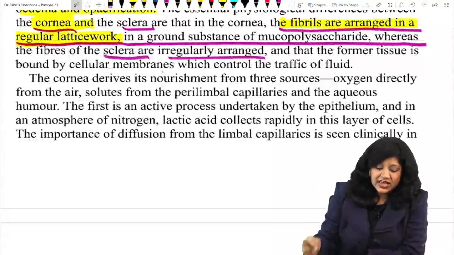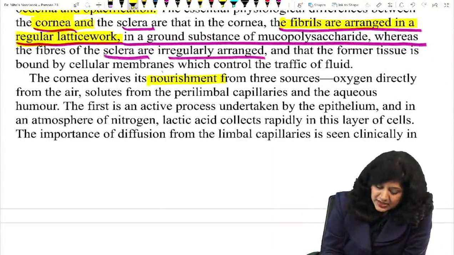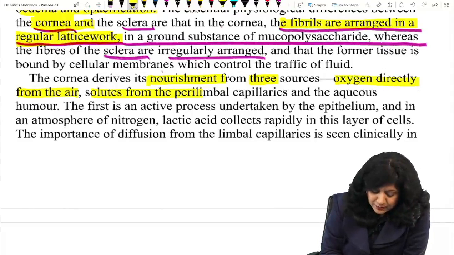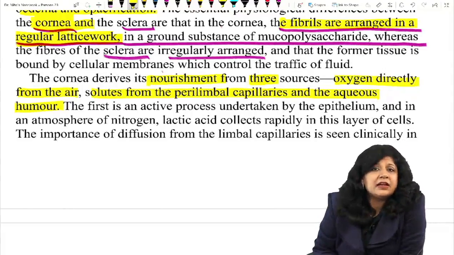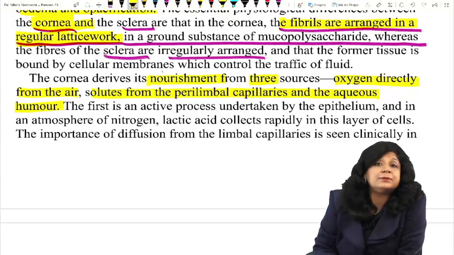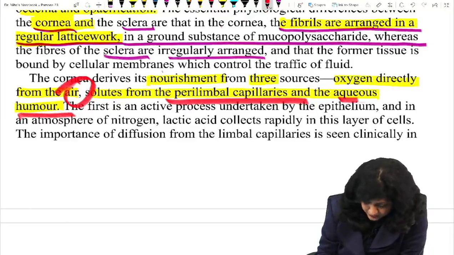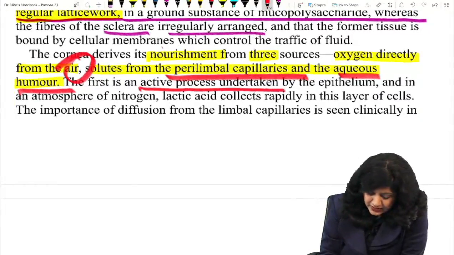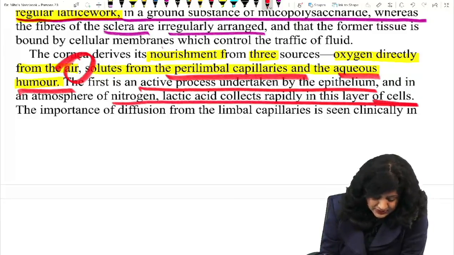Cornea derives its nourishment. Now because it is avascular, it is important to know where from it is getting its nourishment. It is getting it from three sources: the oxygen directly coming from the air, then you have the solutes coming from the perilimbal capillaries as well as the aqueous humor. So while the lens is mainly dependent upon the aqueous humor for its nutrition, the cornea is dependent upon three things. We have got directly air also, then we have perilimbal capillaries as well as the aqueous humor. Now if I talk about the oxygen coming from the air, that is an active process undertaken by the epithelium, and in the atmosphere of nitrogen, lactic acid collects rapidly in this layer of the cells.